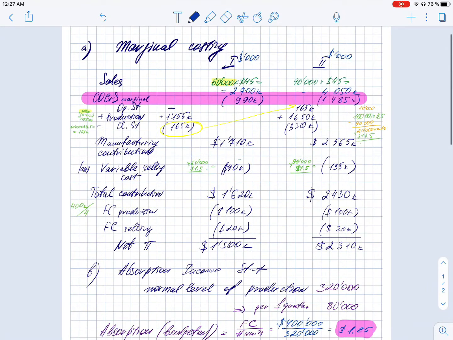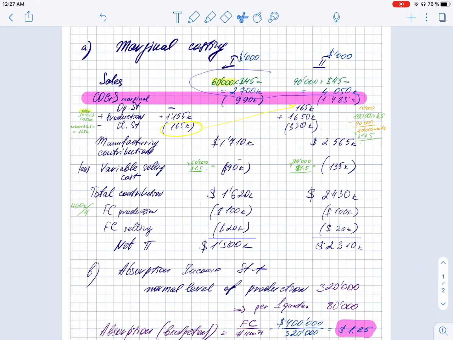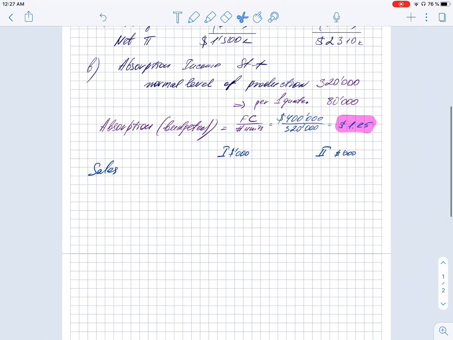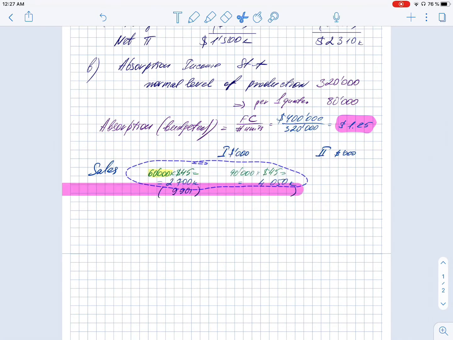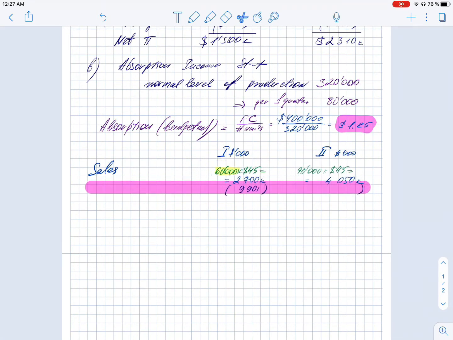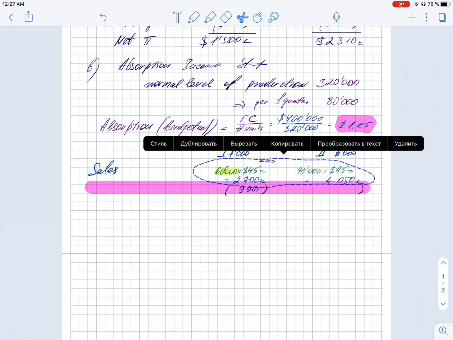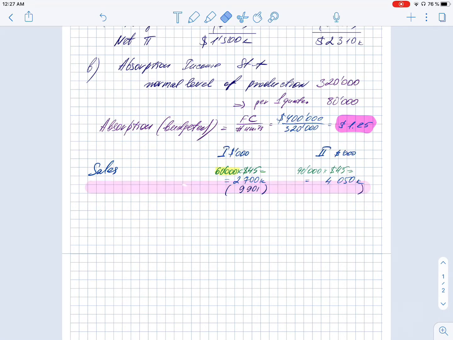So I can barely copy it from the previous solution because the amount of sales, which is quantity multiplied by the selling price, won't be changed no matter which method of valuation of production and closing stock we use. So I will use the same amount of sales, which equals 2,700,000 for the first quarter and 4,050,000 for the second quarter. And now we have to calculate cost of goods sold.